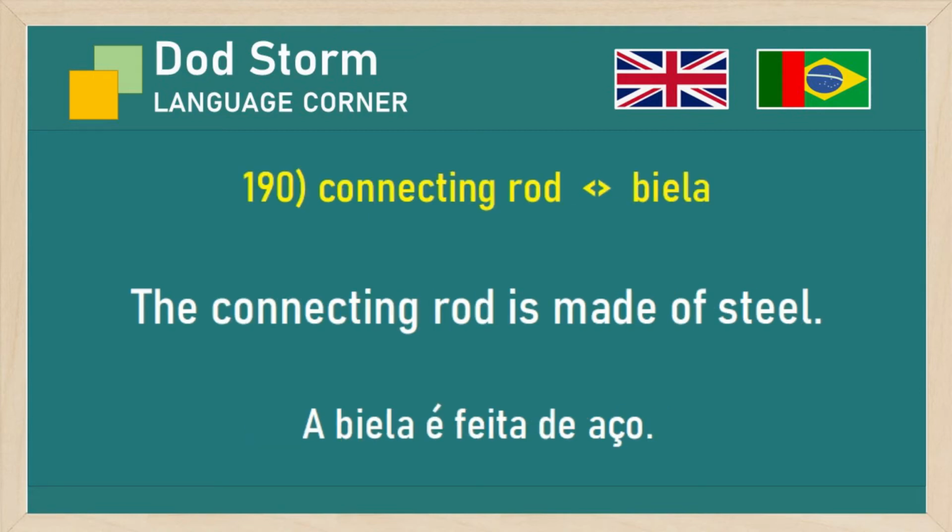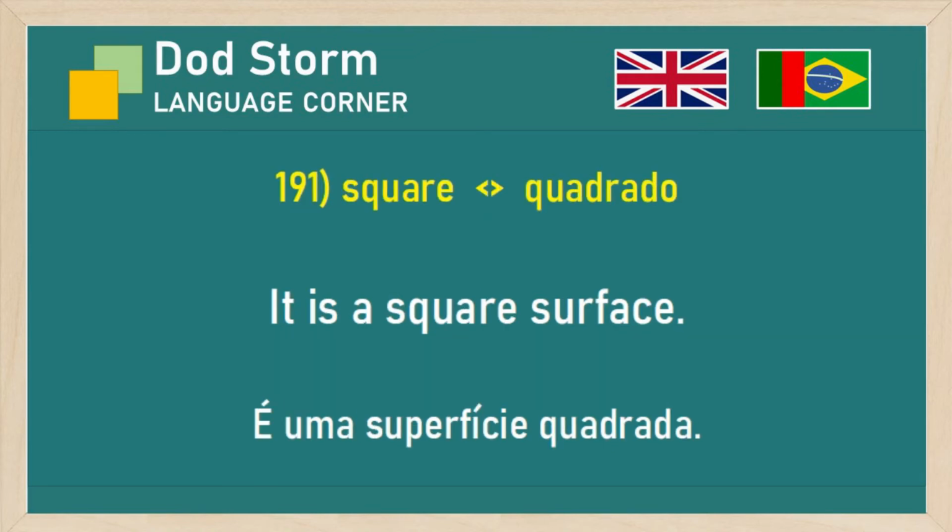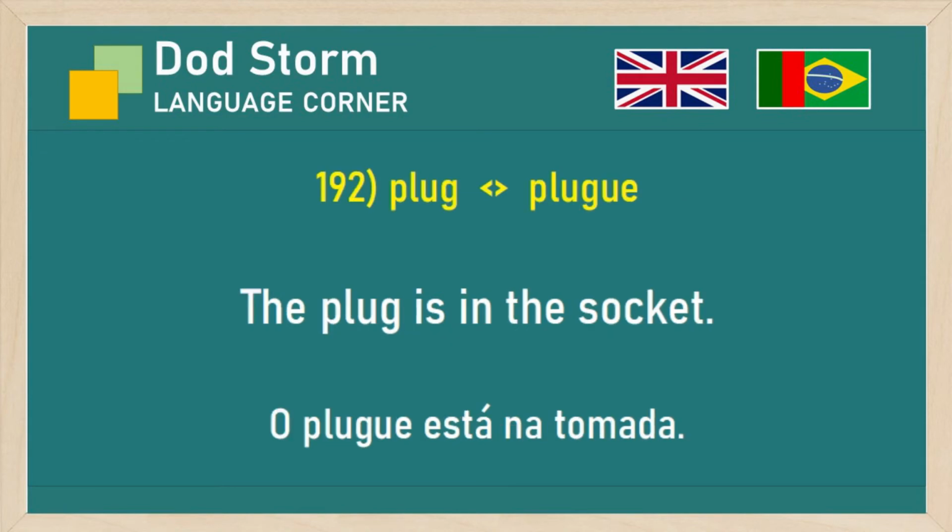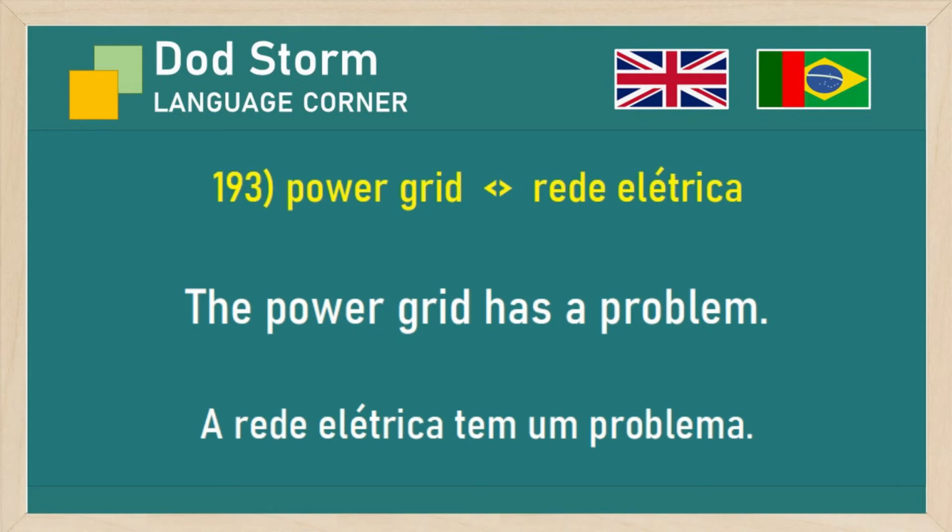The connecting rod is made of steel. It is a square surface. The plug is in the socket. The power grid had a problem.